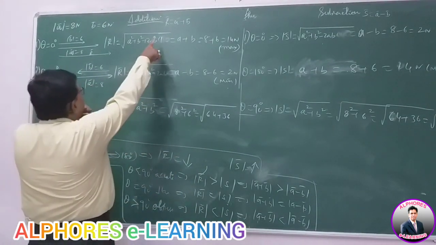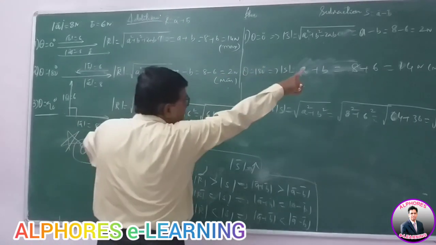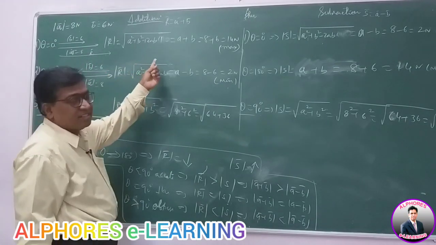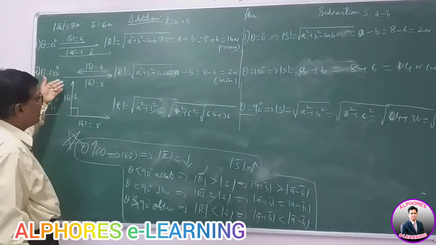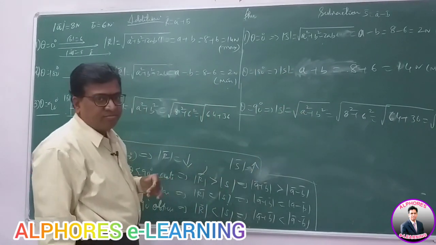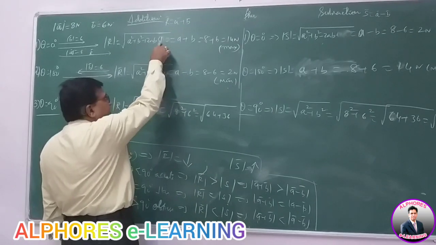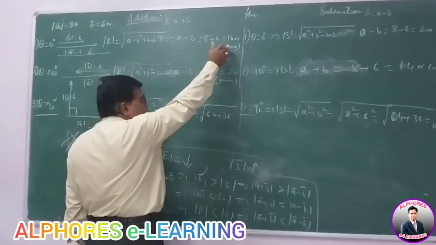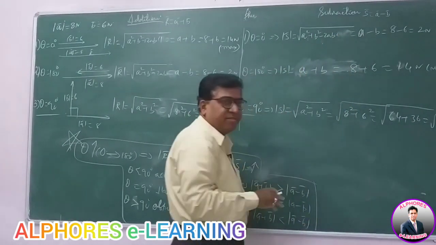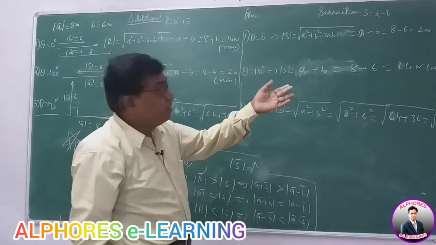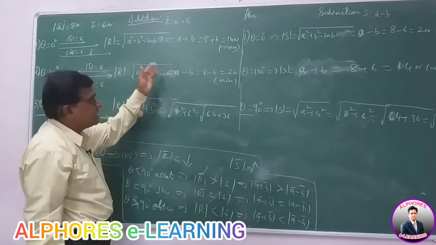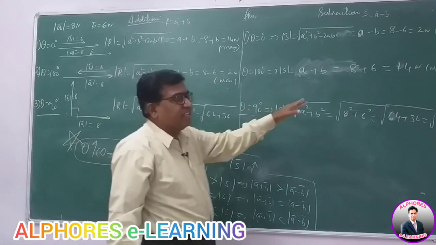First, addition resultant has plus 2ab cos theta, subtraction has minus 2ab cos theta. Right? So as theta is increasing, addition resultant decreases, but subtraction resultant increases. Here cos is a decreasing function. As theta increases, this decreases, hence the magnitude decreases. But here in this one, it is minus of a decreasing function, so the remaining value is more, so it increases. As angle increases, addition resultant decreases, subtraction resultant increases.